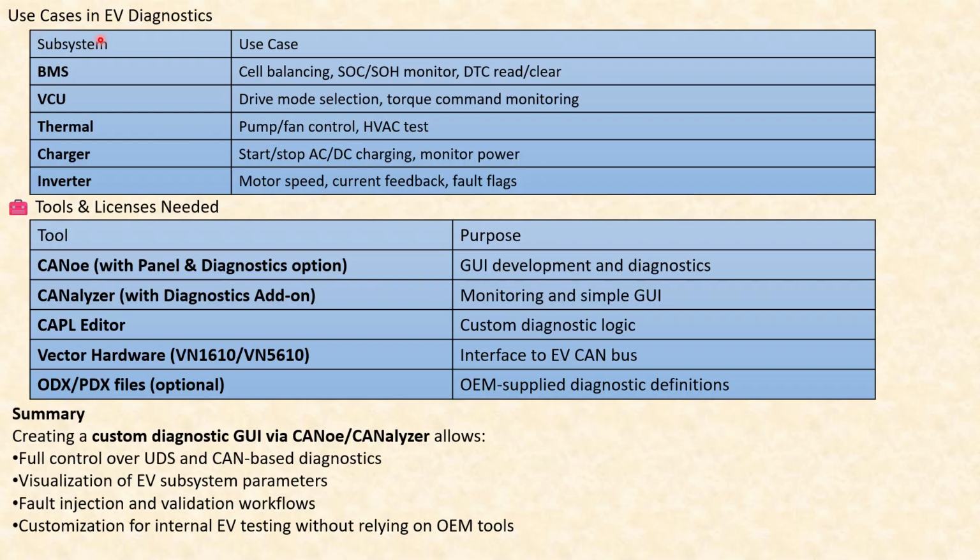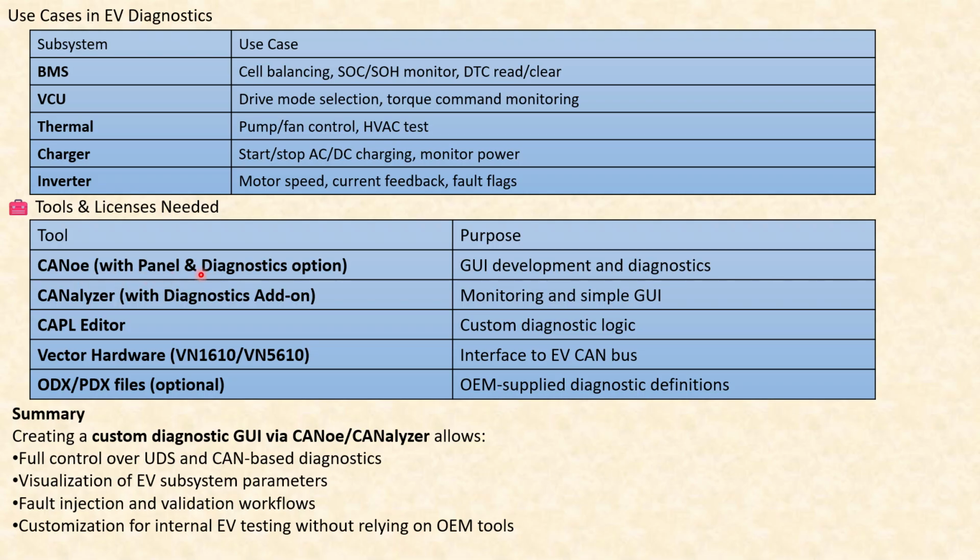And when it comes to use cases in EV diagnostics, there are plenty of use cases. BMS: cell balancing, SOC, SOH monitor, DTC read and clear. VCU: drive mode selection, torque command monitoring. Thermal: pump, fan control, HVAC test. Charger: start, stop, AC and DC charging, monitor power. Inverter: motor speed, current feedback, and fault flags. So these are the various use cases in which the GUI can be designed with the help of CANoe and CANalyzer.